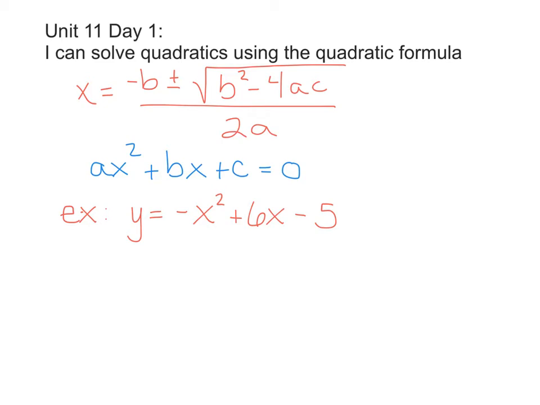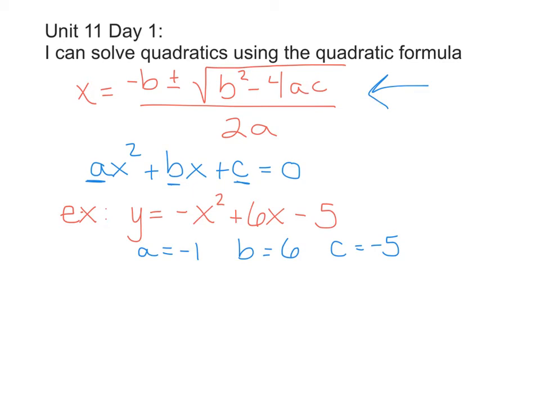Here's what we have to do. We have to identify the a, the b, and the c. Here, a equals negative 1, the number in front of the x squared. b equals 6, and c equals negative 5. Now we're going to take this equation and plop it right into the formula.